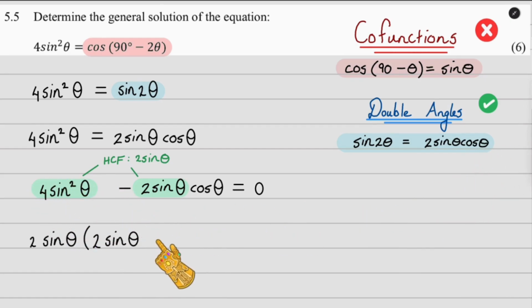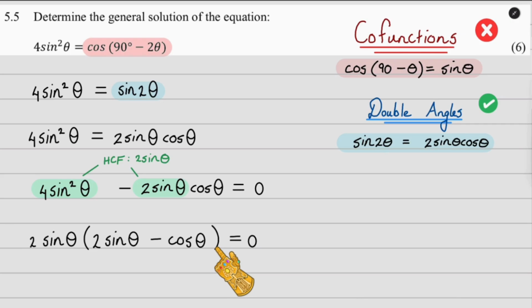Now the minus will stay in between them because my common factor is positive. So I'm going to keep the minus there. And from the second term, I removed the 2 sine theta as a common factor, so all I have left over is this cos theta. And now we have successfully factorized that into this.